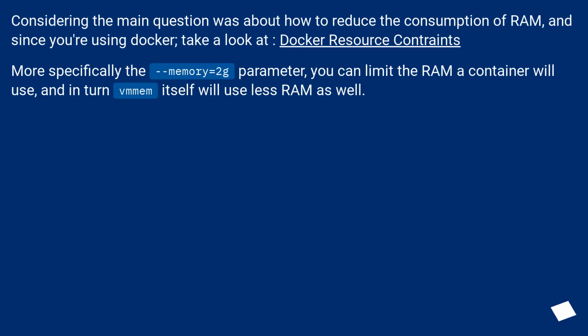Considering the main question was about how to reduce the consumption of RAM, and since you're using Docker, take a look at Docker resource constraints. More specifically, the --memory=2g parameter. You can limit the RAM a container will use, and in turn vmmem itself will use less RAM as well.